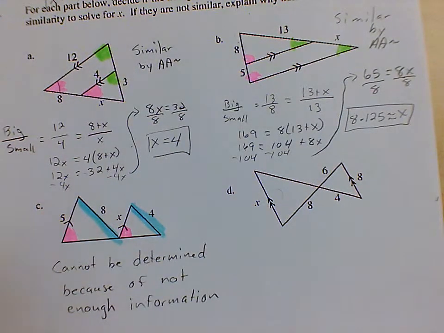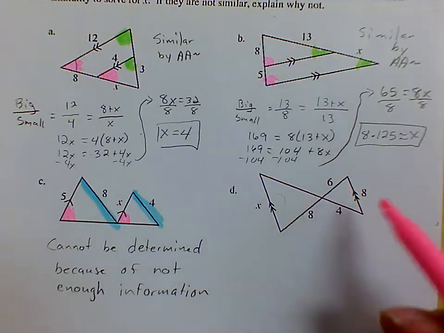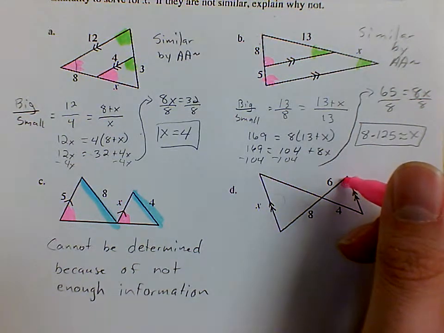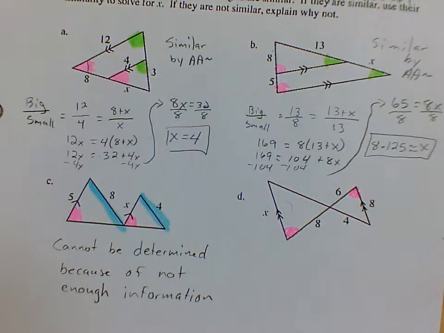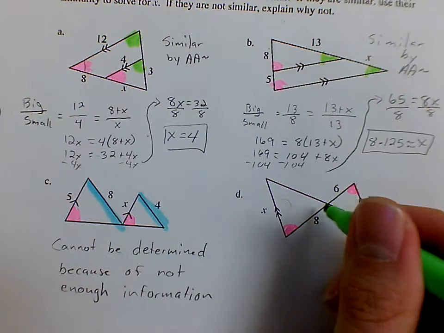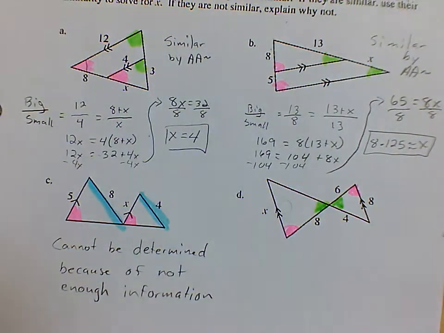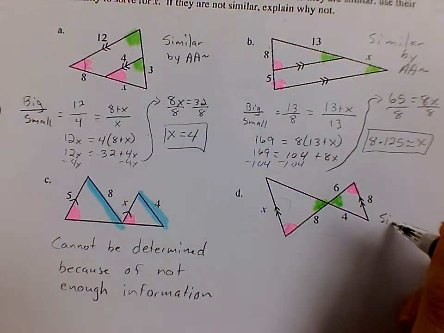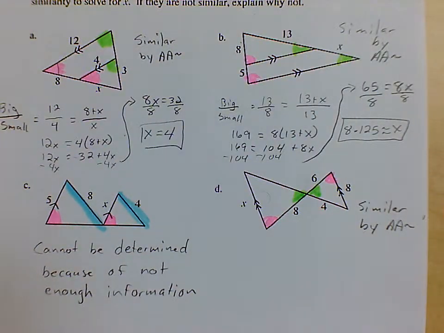And question D. So again, let's start with what we know. Since we have parallel lines here, we've got alternate interior angles right here and right there. We also have vertical angles right here. So we do have similarity by angle. So we can go ahead and figure out x.